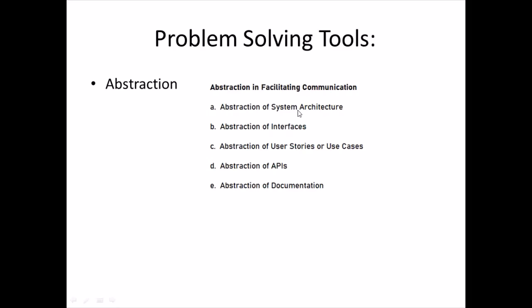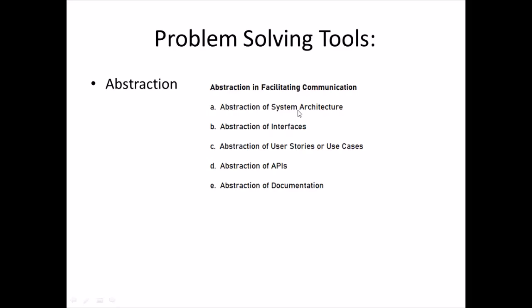which moves us to abstraction of user stories or use cases. When discussing specific features or functionalities, abstraction can be used to create user stories or use cases that capture the essence of the user interactions and system behavior. User stories abstract the requirements from the perspective of the end user, focusing on their goals, actions, and expected outcomes. So by using user stories, team members can communicate and understand desired functionalities and behaviors without getting caught up in technical implementation details.